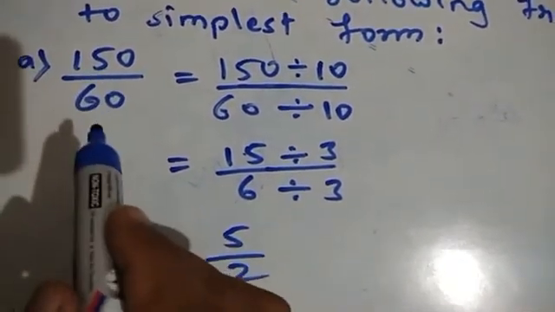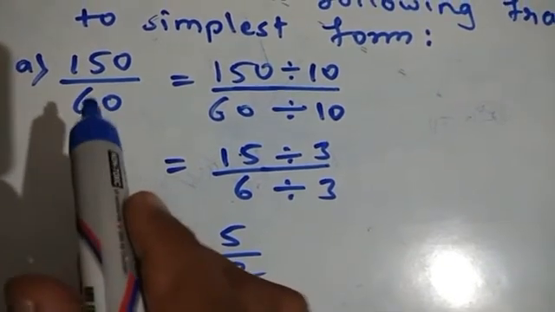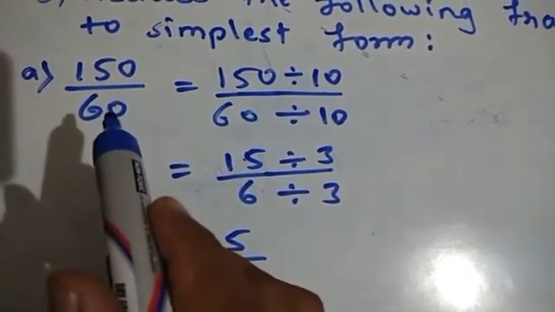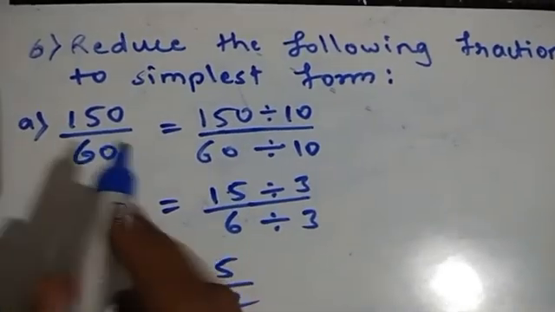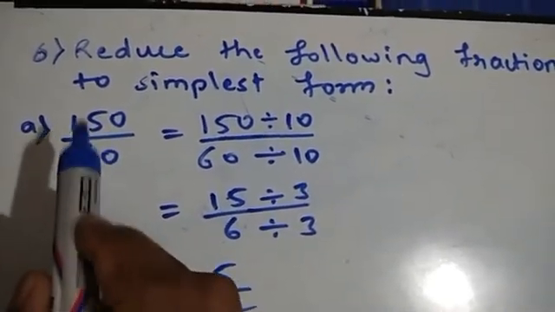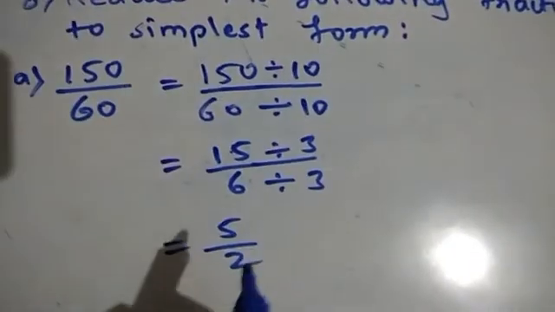Students, we can find out its lowest form by directly dividing with its HCF also. And their HCF is 30. Therefore when I divide 150 and 60 by 30, I will get the same answer, 5 upon 2.